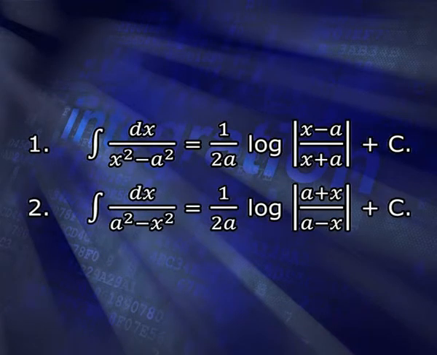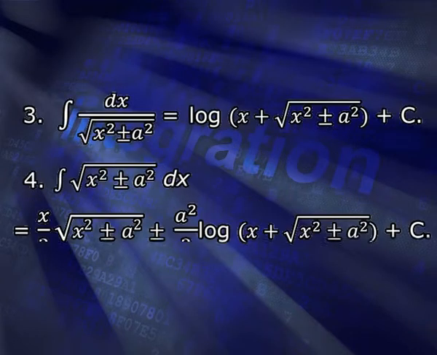First, integration of dx by x square minus a square. So that is equal to 1 by 2a log of absolute x minus a by x plus a plus c. Second, integration of dx by a square minus x square is equal to 1 by 2a log of absolute a plus x by a minus x plus c.